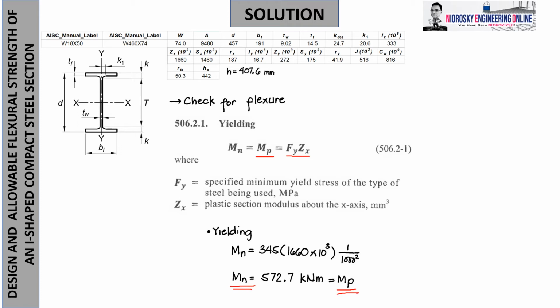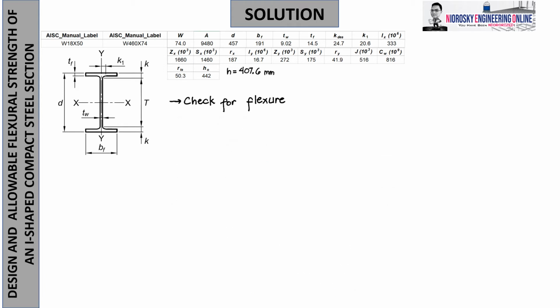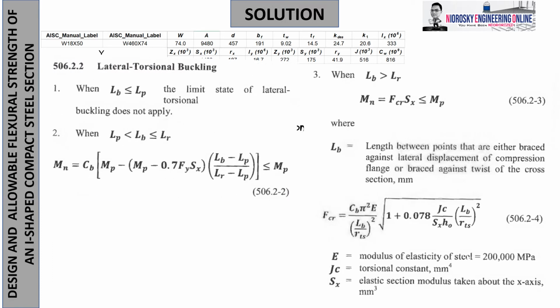Ngayon, titingnan natin yung lateral torsion buckling at i-qualify natin kung sino mas maliit, yung lateral torsion buckling value o yung yielding na 572.7 kN-m to stand for the nominal moment capacity. So, we now proceed with the lateral torsion buckling code. Now, in lateral torsion buckling, so we will check some code out for this. Okay, according to the said code 506.2.2. So, dahil nagkaroon tayo ng LB that is more than L sub R, so dito ay kukuha. So, therefore, Mn equals FCR Sx less than or equal to plastic moment.